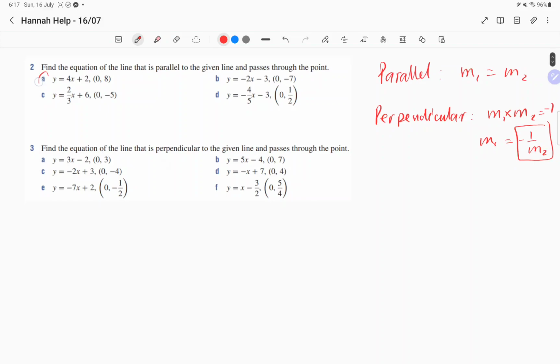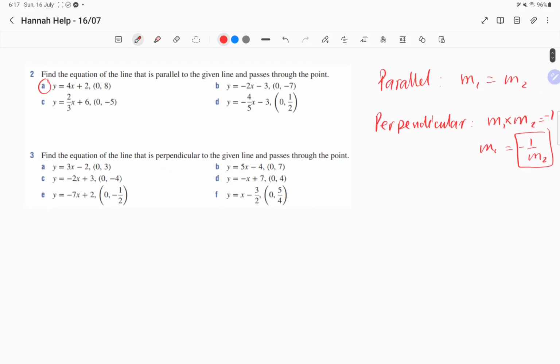Let's say question 2a. Find the equation of the line that is parallel to the given line and passes through the point (0, 8). We're given the line y equals 4x plus 2, and it passes through the point (0, 8). First, you need to recognize that the gradient of the given line is 4, so m1 equals 4, and the equation we need to find would be y equals m2 times x plus c2.